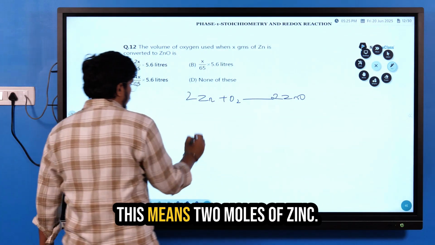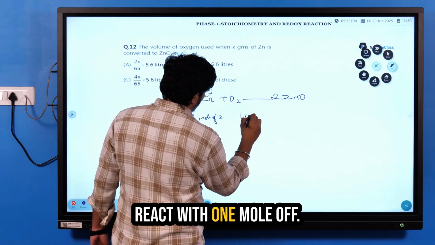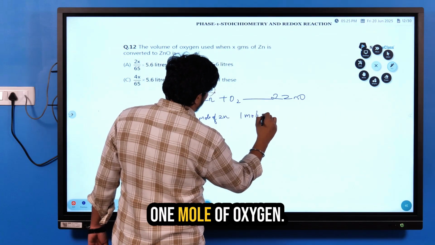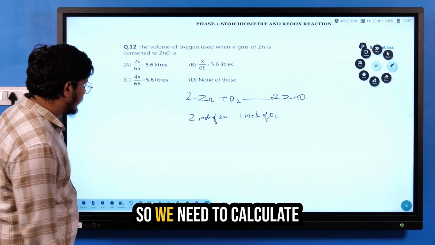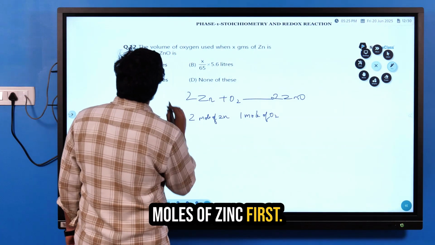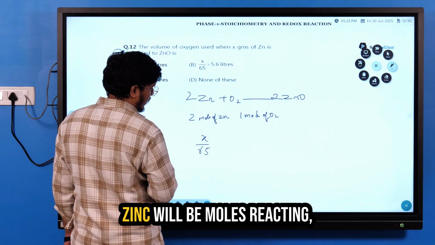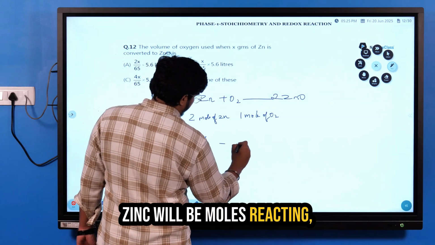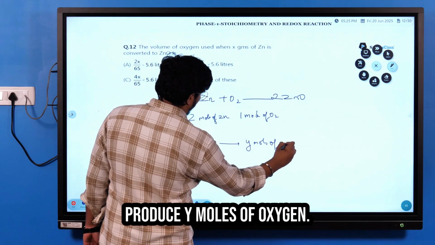This means 2 moles of zinc react with 1 mole of oxygen. They've asked the volume of oxygen. So we need to calculate moles of zinc first: X gram divided by 65. That is the atomic weight of zinc. The moles reacting produce Y moles of oxygen.